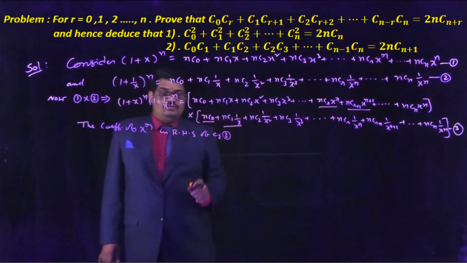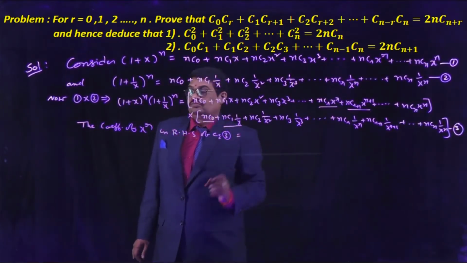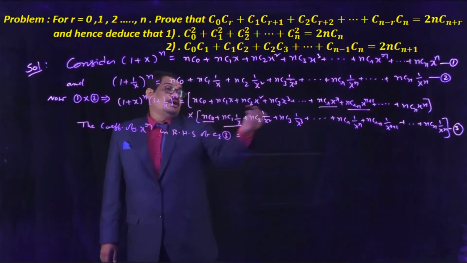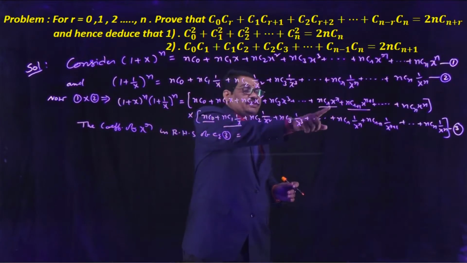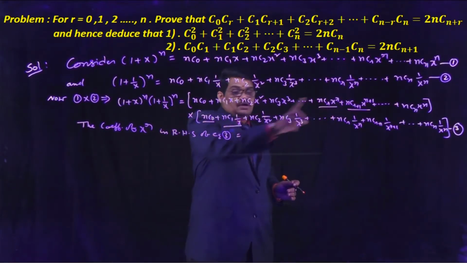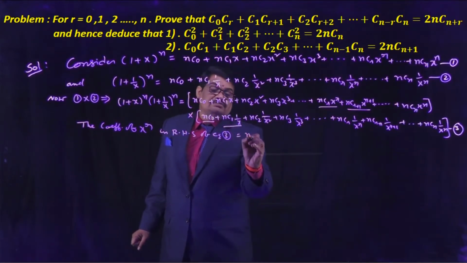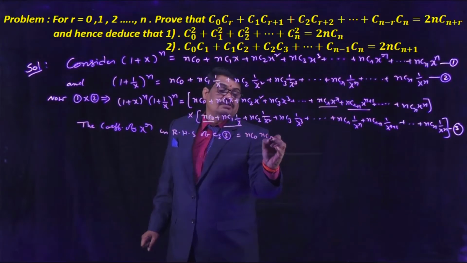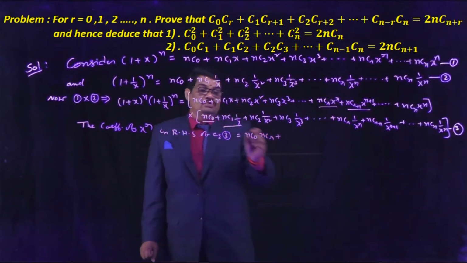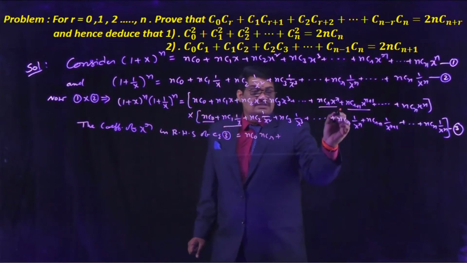Okay, what are the terms here? We are getting that the coefficient of x to the power of r in RHS of equation 3 is collected as follows. So here nCr, here nC0. We are getting nC0, here nC0, nCr. Next, the two terms product. So here nC1, here nCr+1.